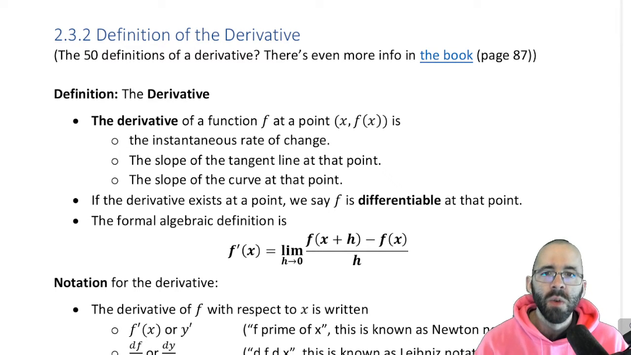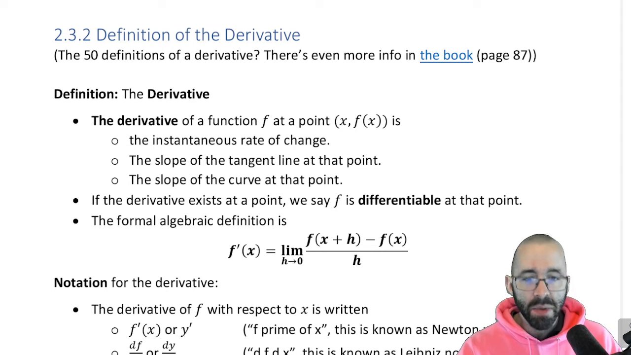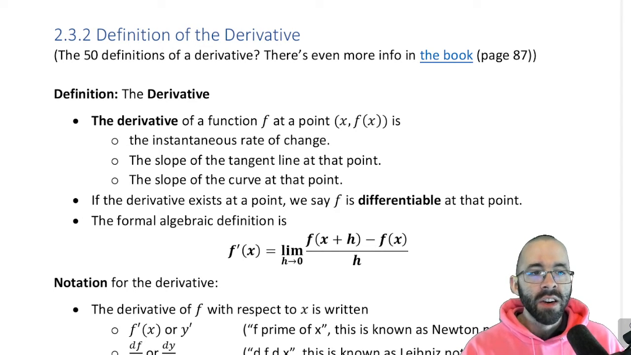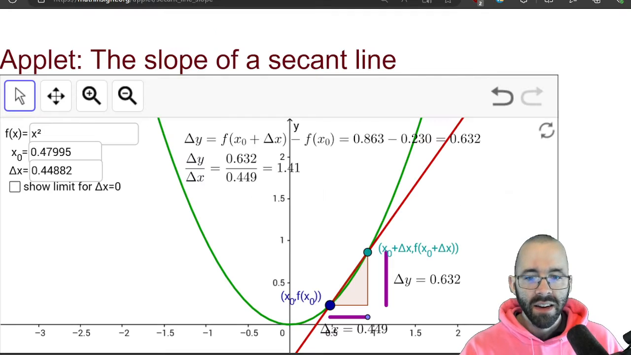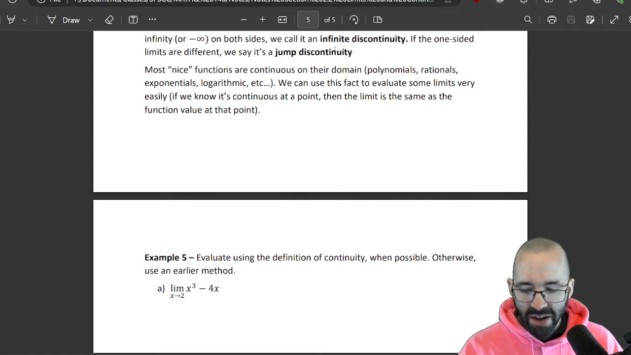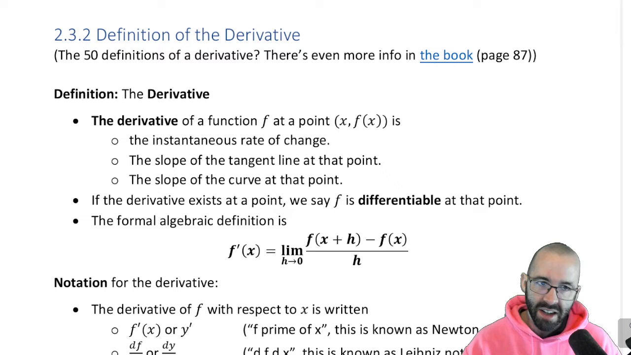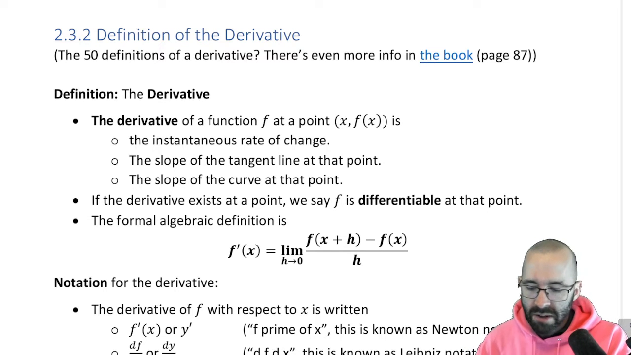Let's talk about what a derivative actually is. And yeah, in the book, page 87, there are so many definitions of the derivative. I kind of want to show you, but I'm not going to because I don't have it ready. But lots of things the book says about the derivative. Page 87, if you want to look. We'll talk about some of them.